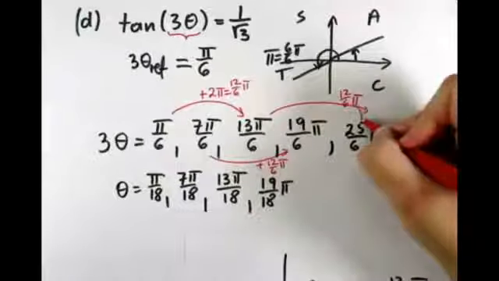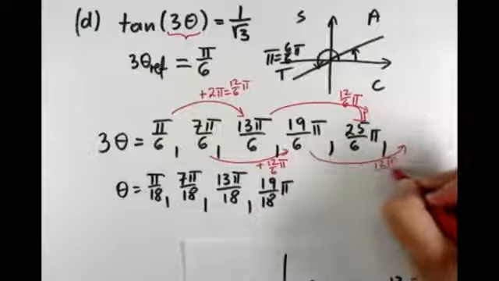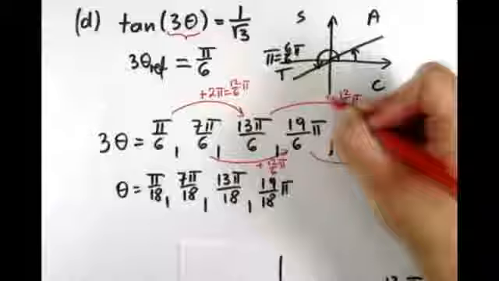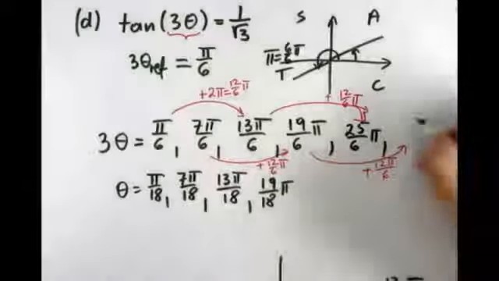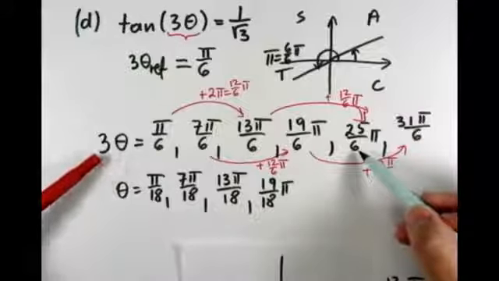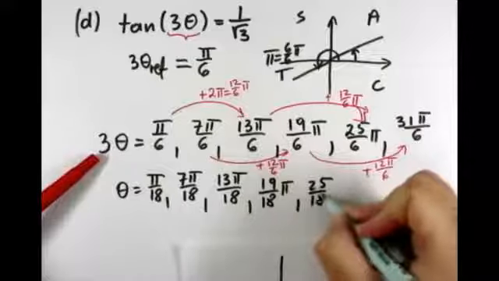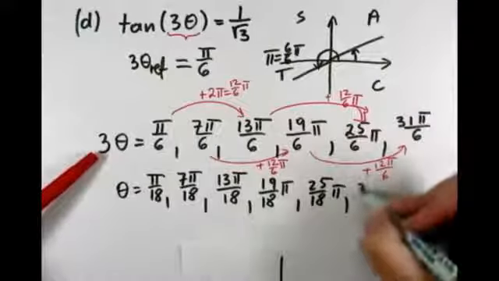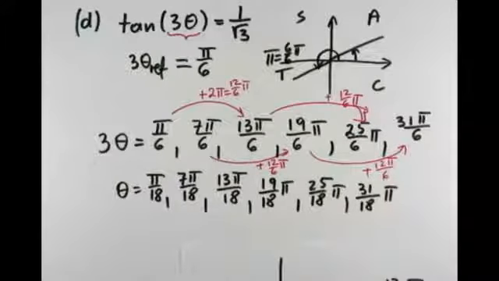This gives me right up to here. And the same right here. I'm adding 12 pi over 6. So 19 plus 12 is 31 pi over 6. And then when I divide by 3 or multiply times 1/3, I have 25 over 18 pi, and then 31 over 18 pi. And that's my final answer.